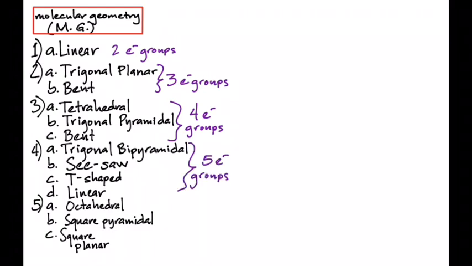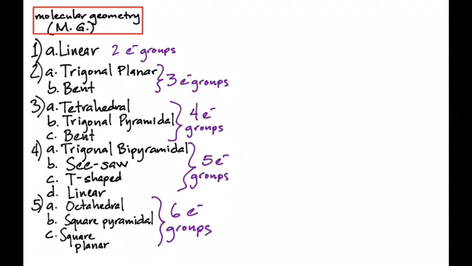And the last one, if you have an octahedral electron geometry, then you can have 3 possible molecular geometries, either octahedral, square pyramidal, or square planar. And they all have 6 electron groups. So if you have a molecule with an electron geometry that is linear, then the molecular geometry will automatically be linear as well, okay, with 2 electron groups.